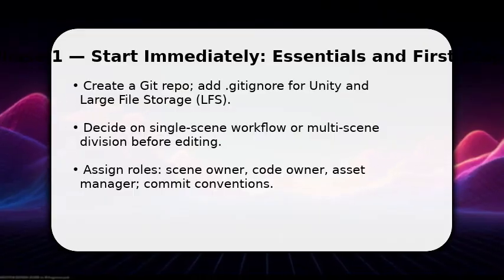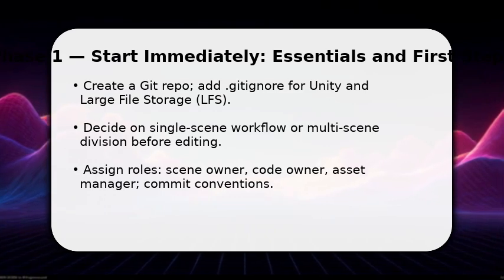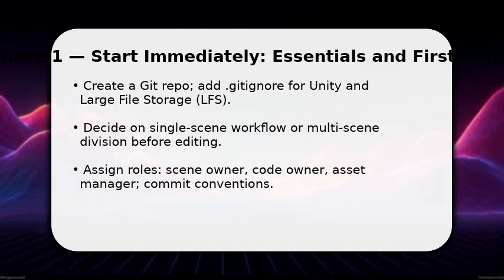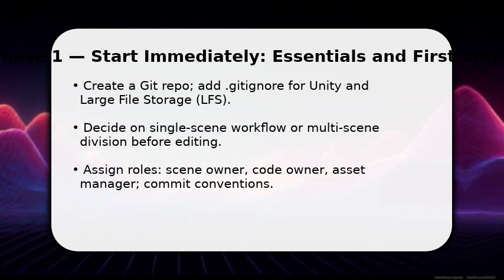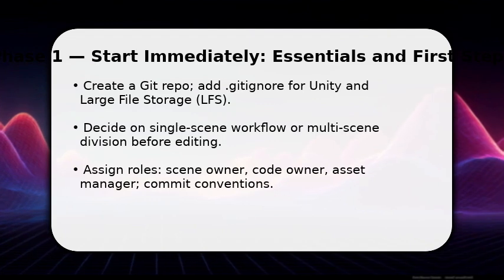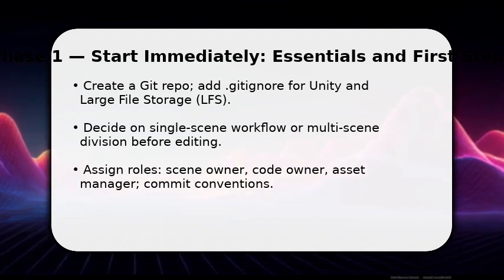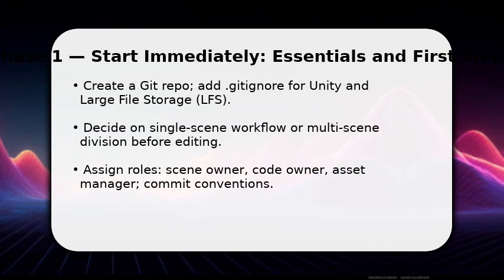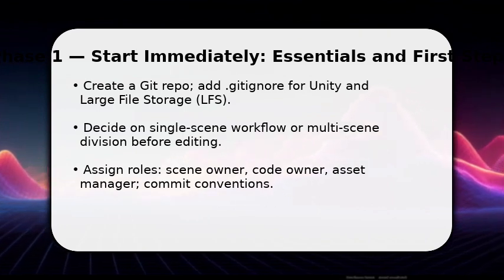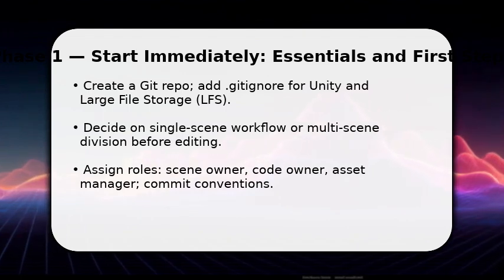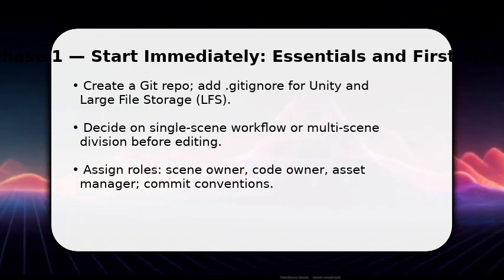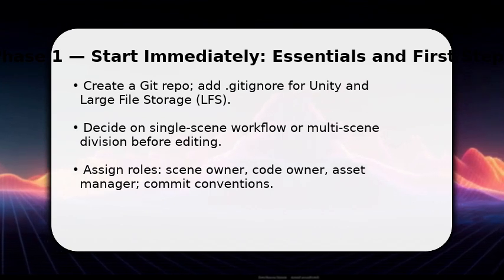You start by initializing a Git repository with Unity. Git ignore and enable Git LFS for large assets. This prevents file bloat and merge failures. Once done, choose whether your team will use one main scene or split by feature, because that choice affects locking and merge strategy. Make sure to assign owners for scenes, code, and assets to reduce conflicts, and set clear commit message rules so everyone knows why changes were made.